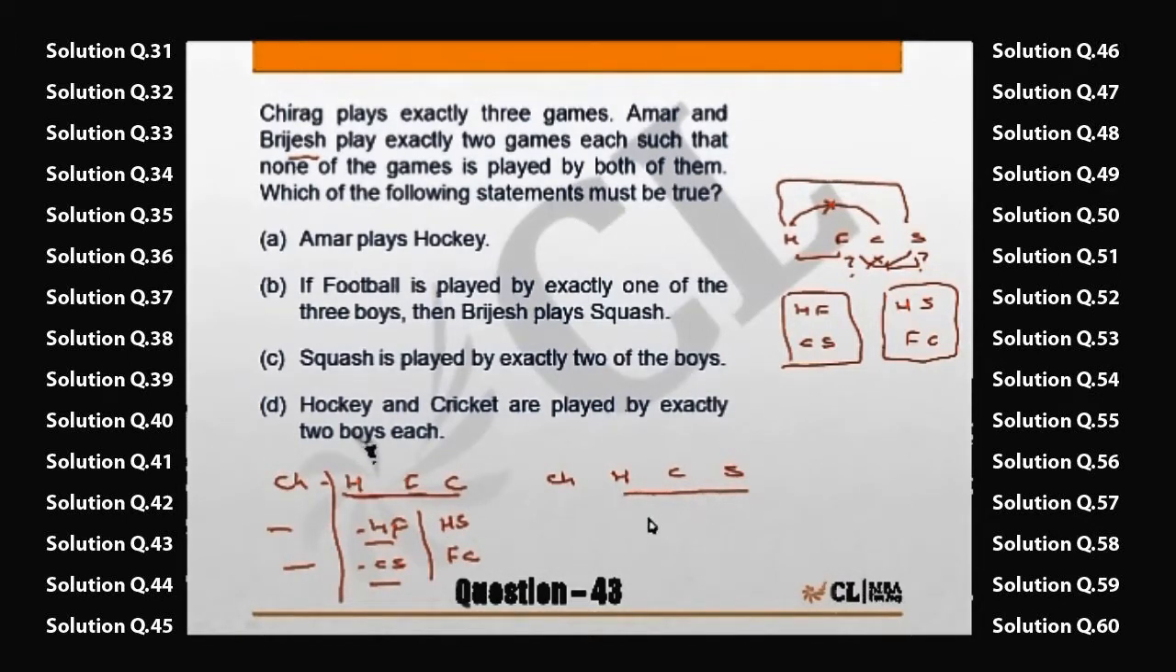Now in the second case, again we can have similar things: hockey, football, cricket, squash, or the other possibility, hockey, squash, football, cricket. Now this could be Amar, this could be Brijesh, or it could be vice versa. Okay. So now let's look at which of the following statements must be true.